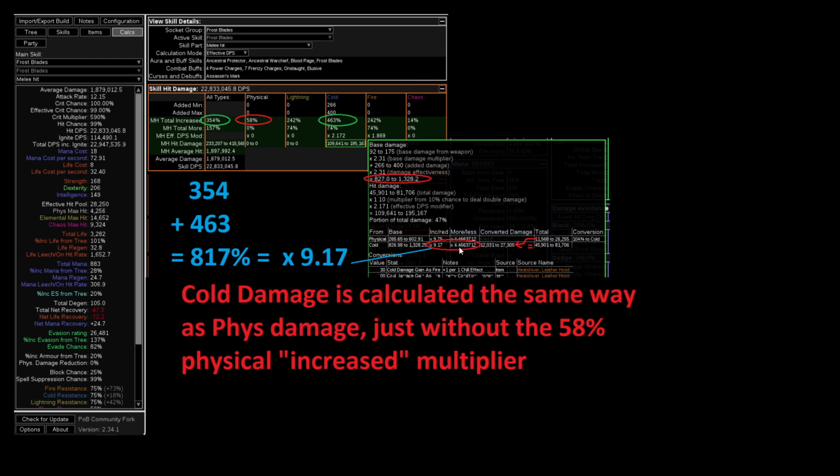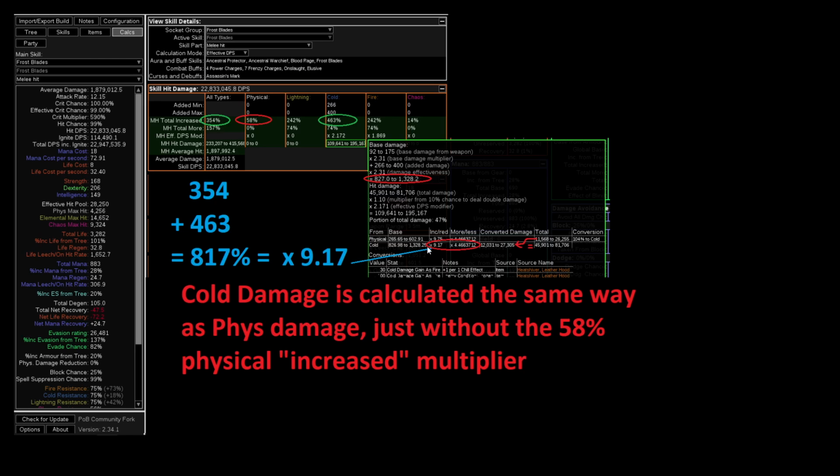Okay, now your cold damage, which we talked about from earlier, gets calculated the exact same way as the fizz damage does, except you'll notice that this number is lower than this number, and that's because cold damage doesn't get this physical exclusive increased scaling right here. So it just gets this and this, which is 817, which is why it's 9.17 here. But the more damage multiplier is the same.